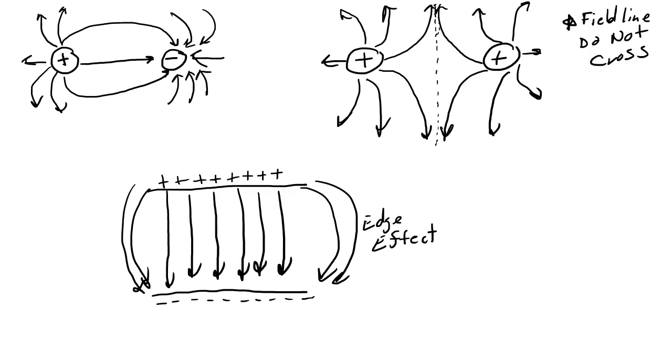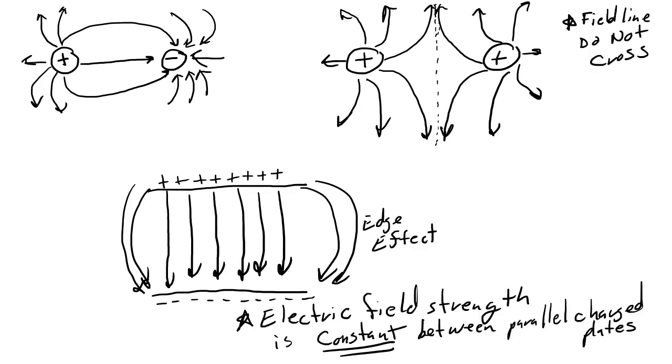You're going to see this situation a lot with two parallel plates. People like to use these for physics questions because you need to remember this: the electric field strength is constant between two parallel plates. Okay, and that's it for field lines. Let's put what we learned to use with an example.